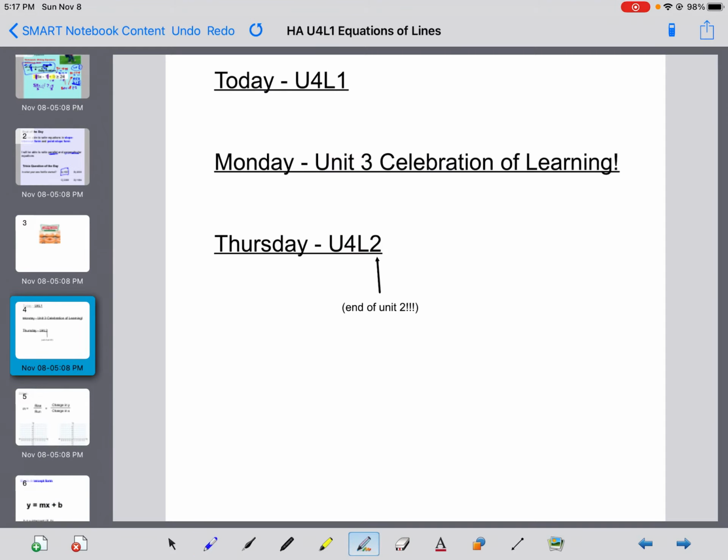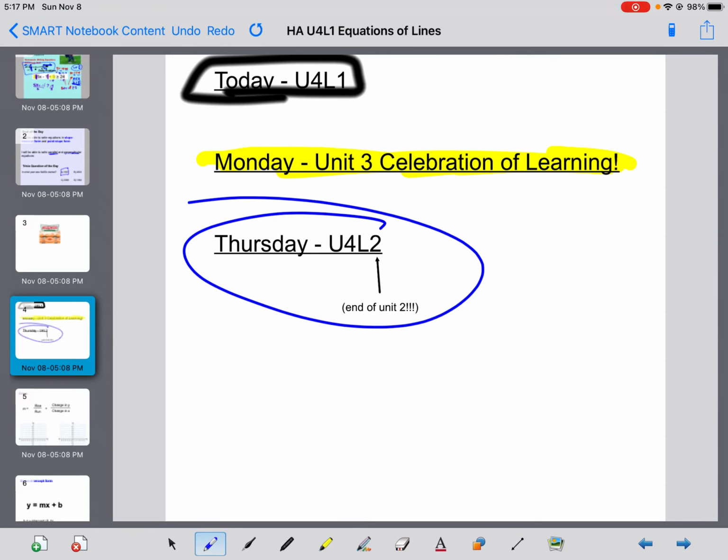Just a quick reminder on the schedule. Today we are starting Unit 4, and this will be one of 2 lessons in Unit 4. It's really short. And then next Monday we have our summative on Chapter 3, Unit 3. And then next week on Thursday, we're actually just wrapping up Unit 4 right away. Lines are a huge deal as you move forward in math.